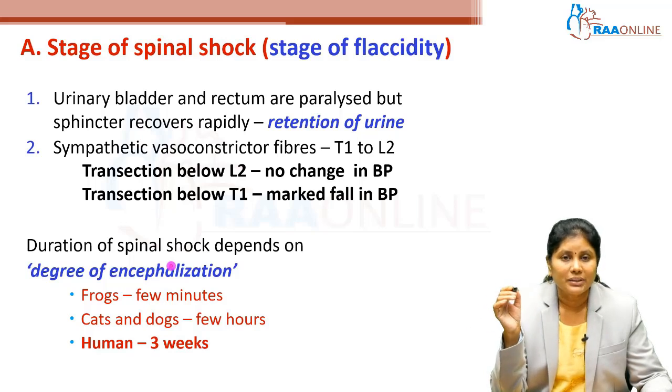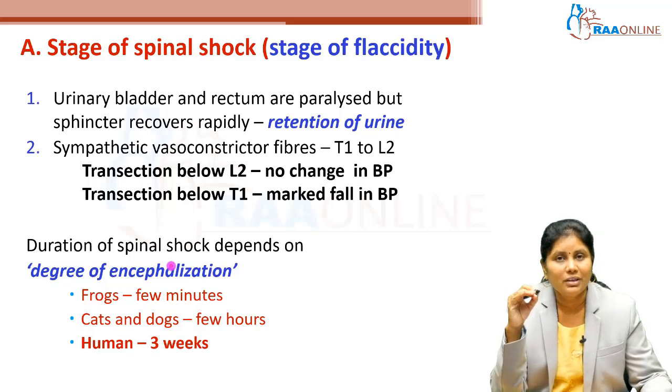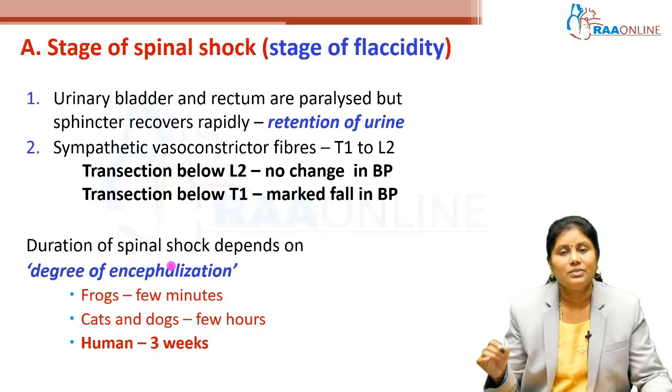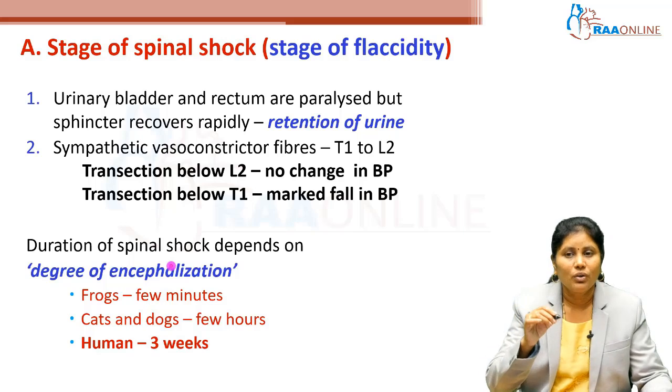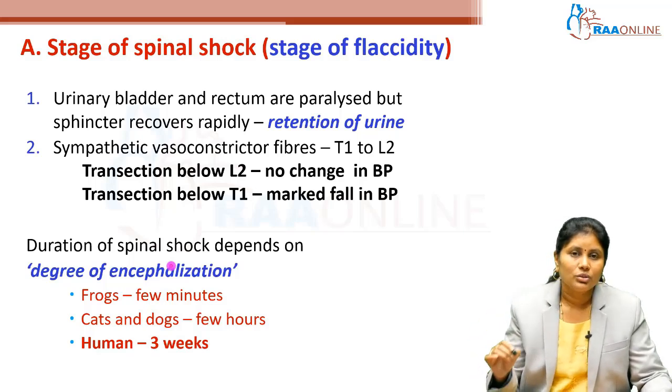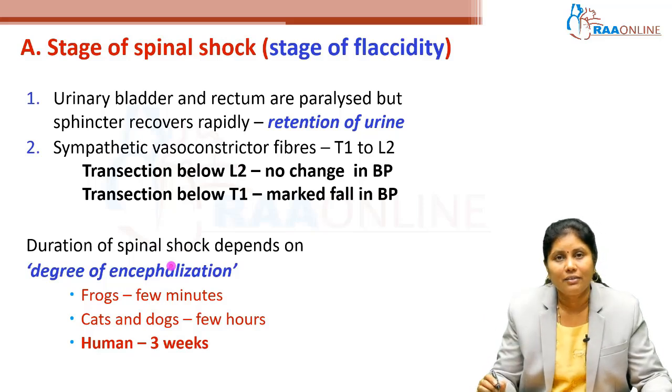The other important finding is the change in blood pressure. The vasomotor fibers, which are sympathetic fibers, originate from the level of T1 to L2. If they get affected due to the lesion, what happens to the BP? If the transection is below the L2 level, there is no change in the BP. Whereas if the transection is between T1 and L2, then a marked fall in BP will be seen. These two are the additional changes to be noted in the stage of spinal shock.